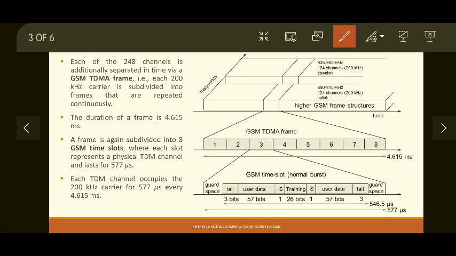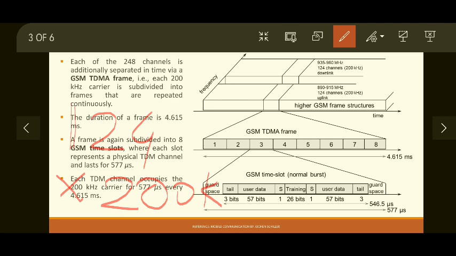So if you calculate 124 into 200 kilohertz, you will get how much? 24.8 megahertz. So out of 25 megahertz, 24.8 megahertz are channels and the remaining 200 kilohertz is called guard space.